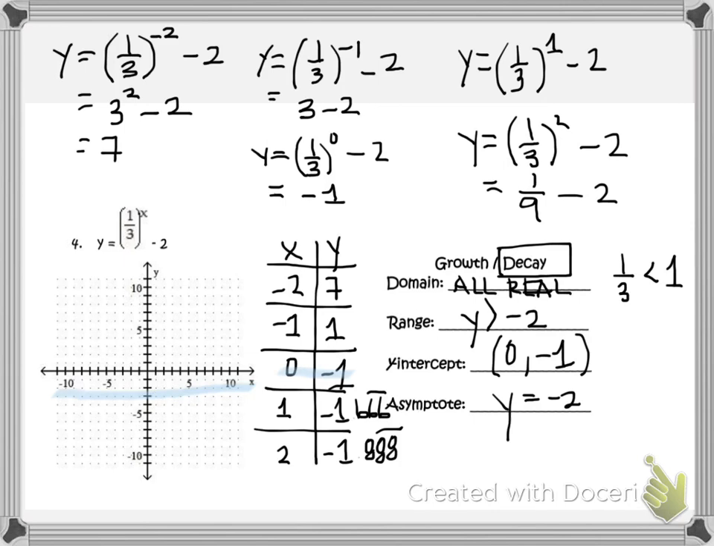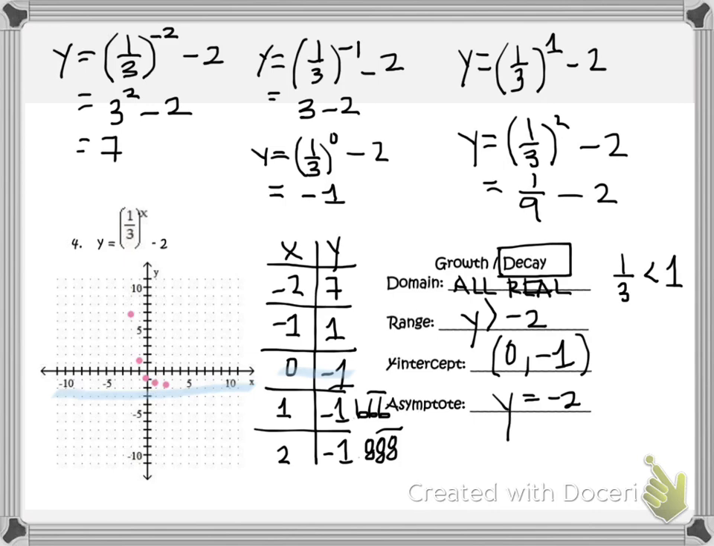Okay. All right, so now let's plot these points. So -2 all the way up to 7. So -2, 5, 6, 7. -1 at 1. 0 at -1. Okay. 1 at -1.66 and 2 at -1.88.